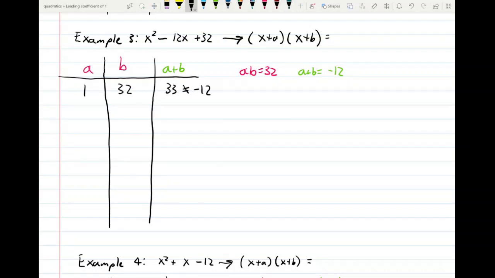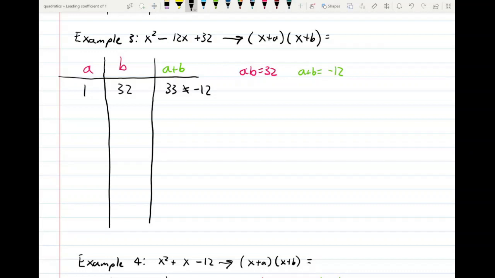But not only is it not equal to minus 12, it's sort of wrong in an even bigger sense, in that it's not even the right sign, right? Minus 12 is a negative number, and we should be looking for a and b that will sum to a negative number. But if we keep on trying positive numbers for a and b, we're never going to get that, right? Two positive numbers will never add to a negative number.